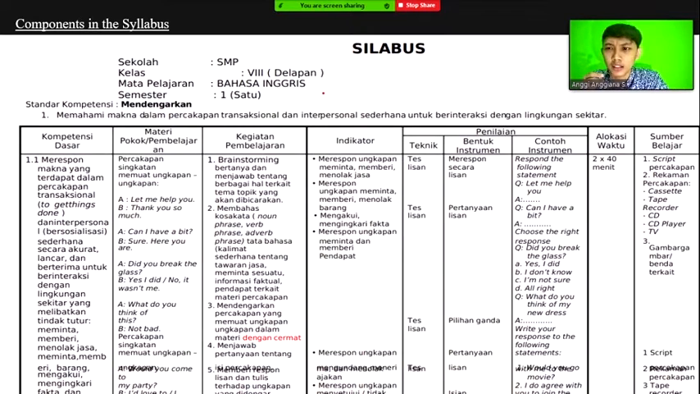Next, this is an example of a syllabus. We can see the components of the syllabus here. Here there is the identity. This is the name of the school, then the name of the class, and the subject. These are the parts of the identity. Then here there is the standard competence, and this is the title of the standard competence.